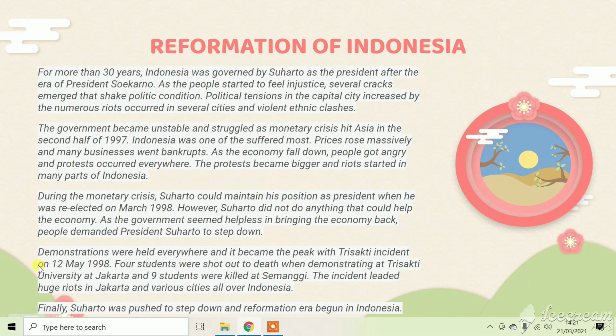Okay. And then the last, there is the word finally. Finally, it is also a connective, a kind of time connective to show the chronological order.